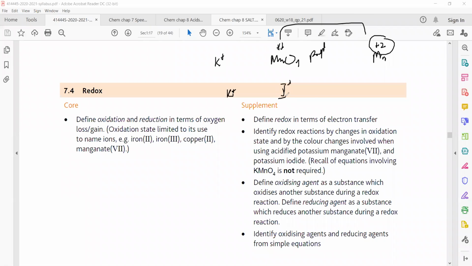And when we are using potassium iodide, the iodide ion is colorless, but the iodine molecule is brown or yellow. Brown in high concentration of iodine, and yellow in low concentration of iodine. So here it will change from colorless to yellow or brown. In reducing reactions, where something is reduced, that is what I will write as an observation.